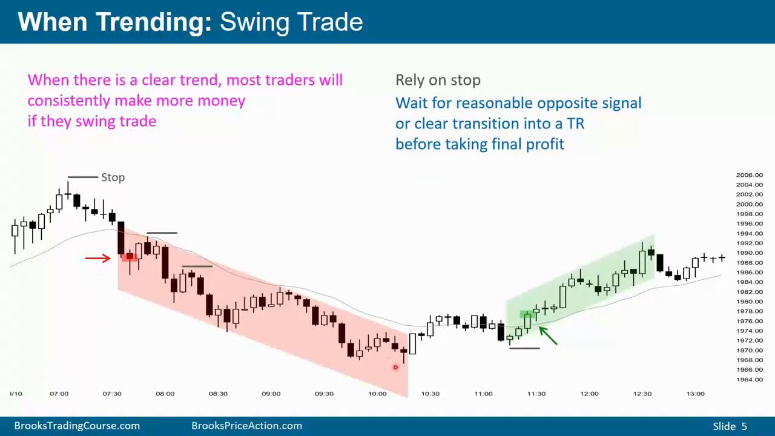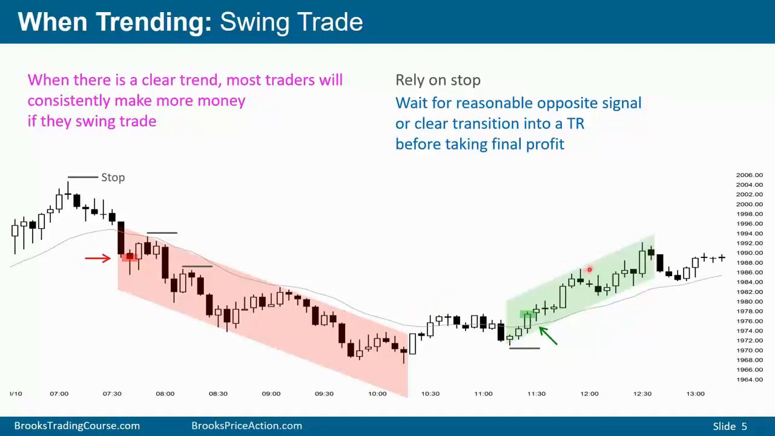If you are swing trading, you continue to hold your position until either your stop gets hit or until there's a reasonable opposite signal. You can argue getting out at the bottom here makes sense. 3 pushes down, 1, 2, 3, a possible wedge. A lot of traders will exit not above this bar, but above a bull bar here, or after they believe the market is trying to convert into a trading range, forming a higher low major trend reversal. A lot of the bears will exit here. And here, the bulls might exit here.